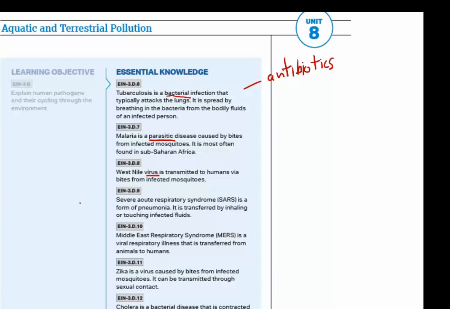Probably the biggest one that you need to know that's relevant right now is this one. It's SARS, which stands for Severe Acute Respiratory Syndrome, which is a form of pneumonia. This is caused by viruses, so they didn't say that here, but this is a virus. And this is the one that has the most in common with what we're dealing with now.